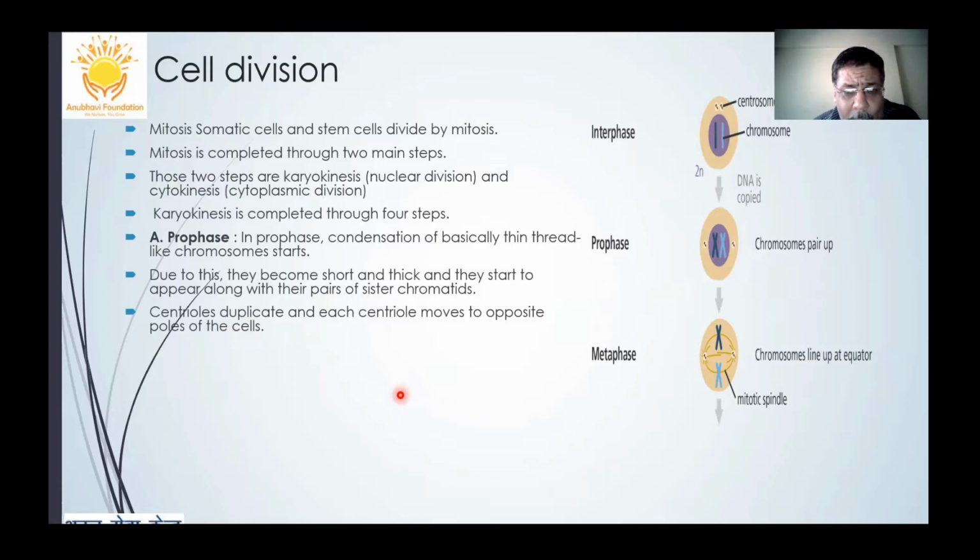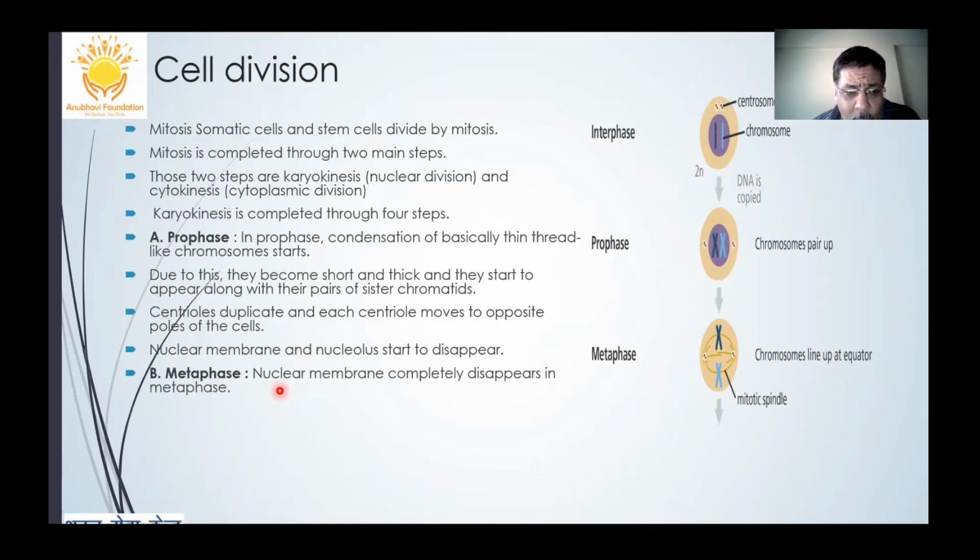Centrioles duplicate and each centriole moves to opposite poles. In animals, or human beings also, there is presence of centrioles which will move towards the opposite poles. You can see these centrioles moving towards the opposite poles. The nuclear membrane and nucleolus start to disappear, and this completes the prophase.